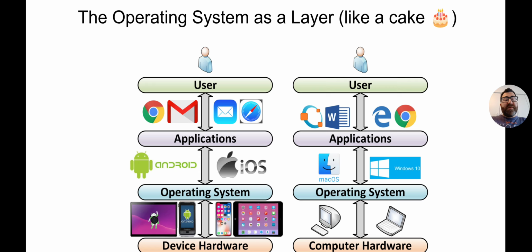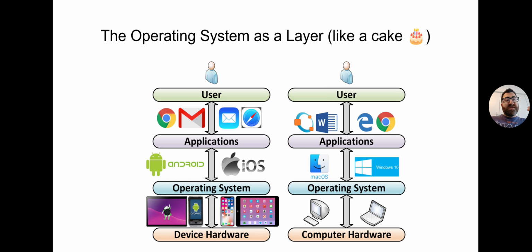The operating system manages the applications. The operating system will say, like, this application can run now, that other application has to wait, or this application gets a certain amount of memory, that application gets less memory because they're sharing memory, things like that.